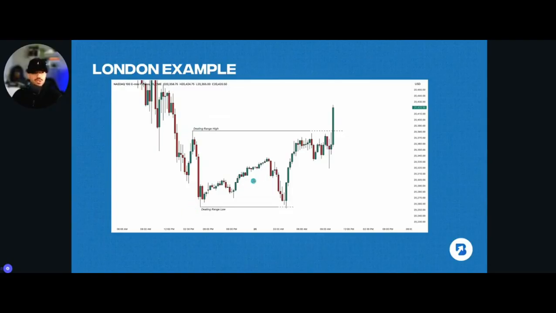If you are bullish, you want to see the market do what? Trade lower and trade into the range low. So you can see right here, we trade into the range low. So first step's done, we trade into the range low. And the second step is waiting for a time-based reversal.